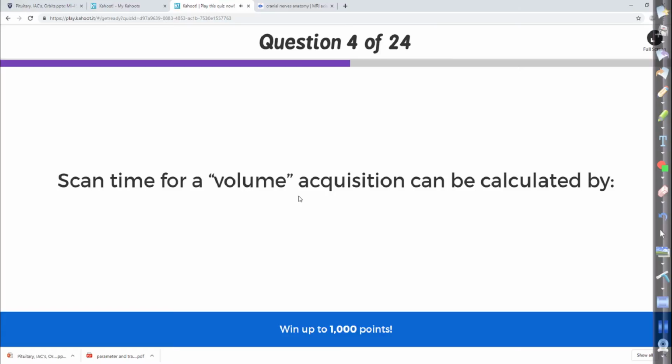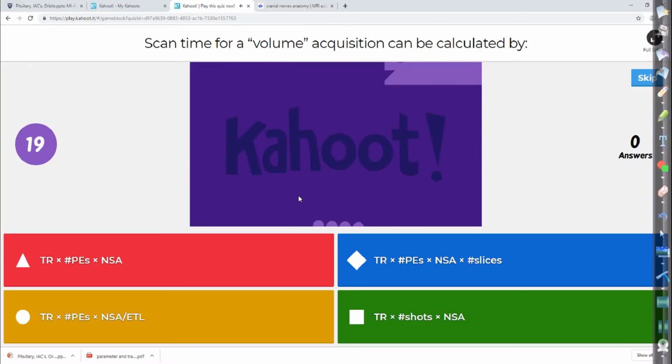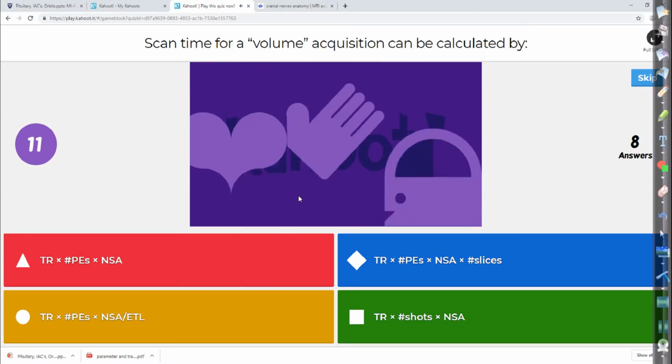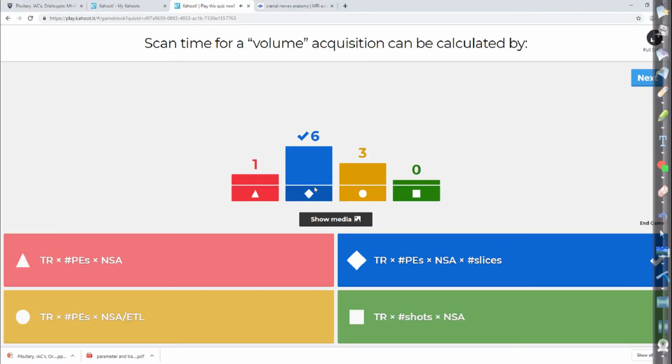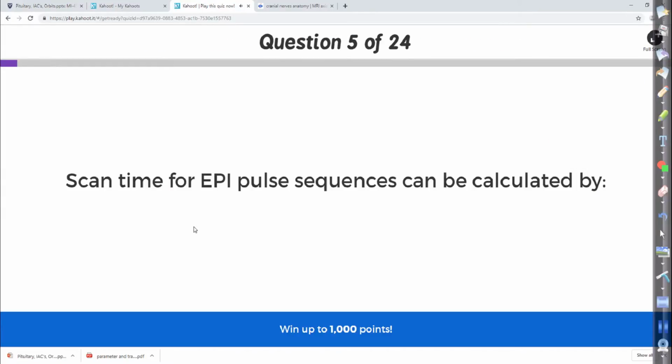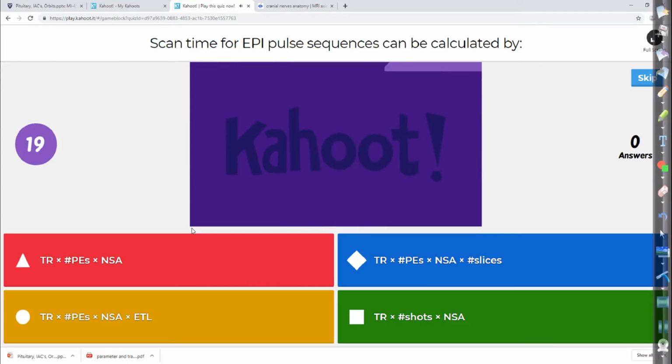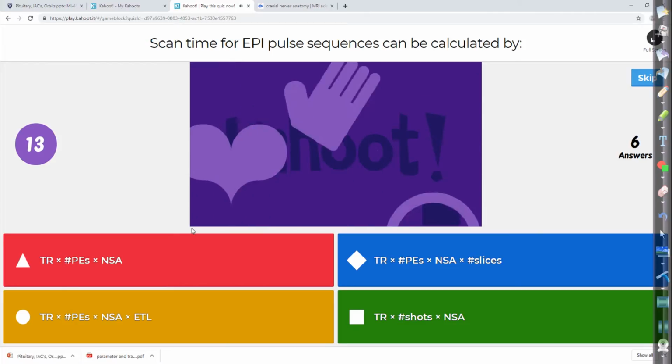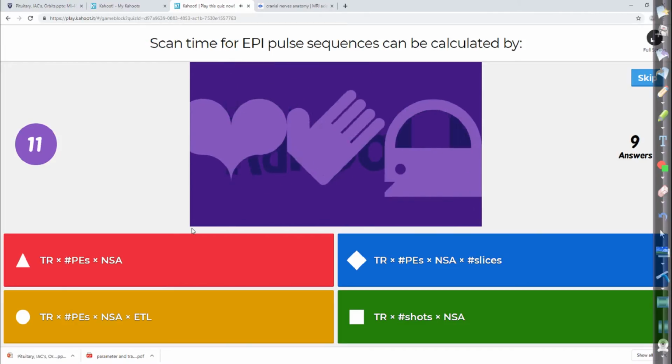Volume acquisition. 3D volume. Good. Not the slice thickness, the number of slices. We didn't really talk about this. Echo planar imaging. Give it a shot.